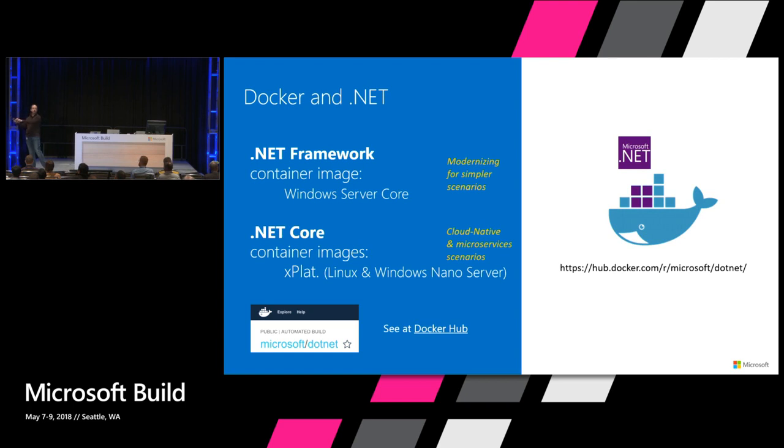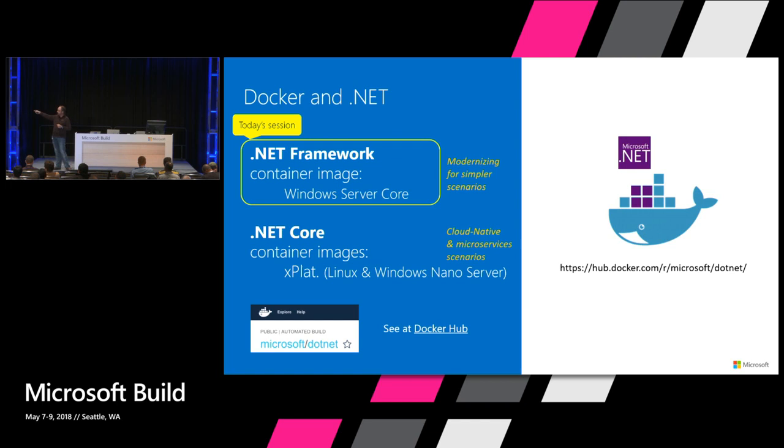A container is kind of the instance of that template, of that image, right? So there are different base images depending on the operating system, Linux or Windows and so on. And then we have other base images for .NET. So if you have a .NET Framework application like MVC, Web Forms, WCF, you should use the .NET Framework container image, which is based on the Windows Server Core image. And that's because it usually needs IIS, and IIS comes in Windows Server Core. So this image is good for these scenarios for today, like modernizing your applications.